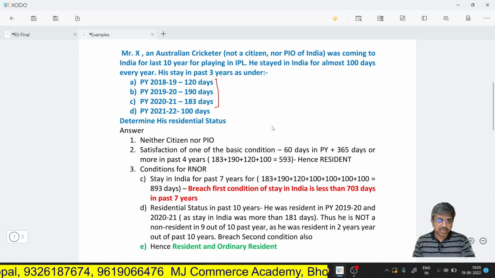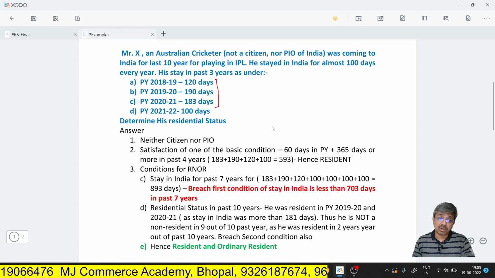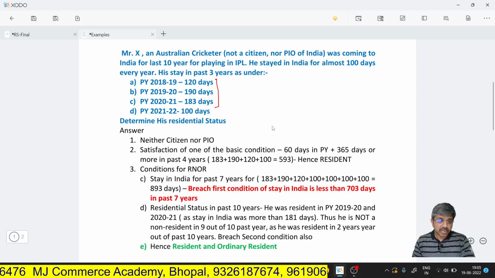His residential status is simply dependent upon stay in India. His stay in India is 100 days, so the 60 days criterion is fulfilled. Since in the past 4 years his stay is more than 365 days, he is a resident. Simple. Now we come to determine whether he is ordinary or not ordinary resident. We check either of the two conditions.